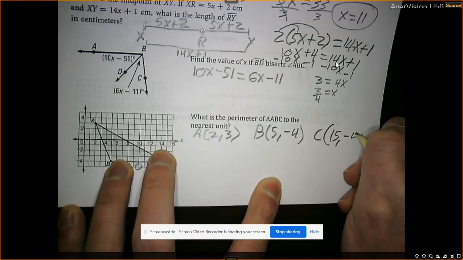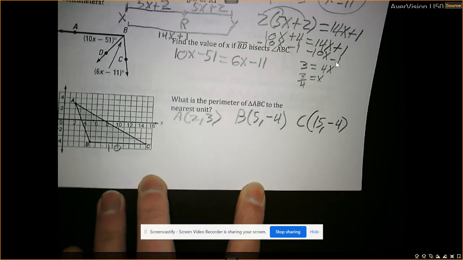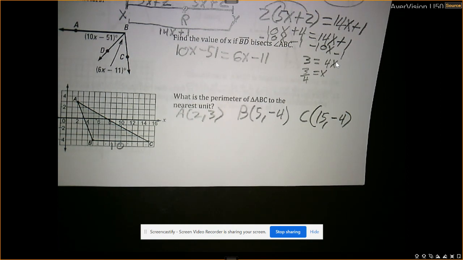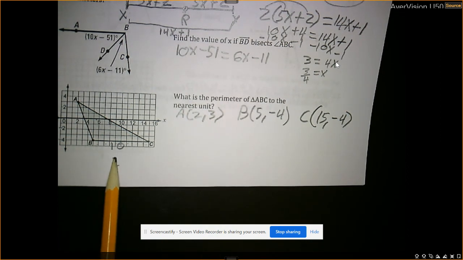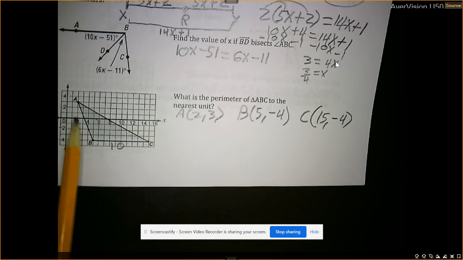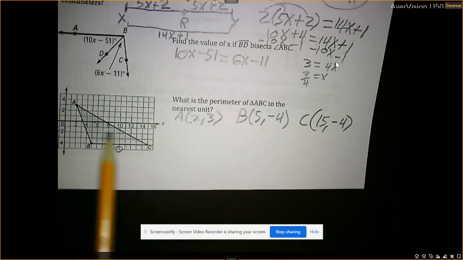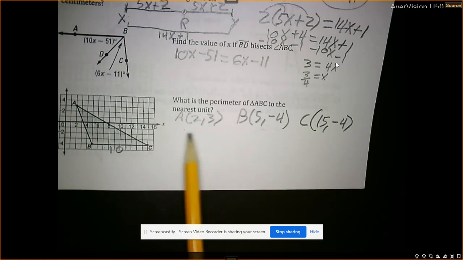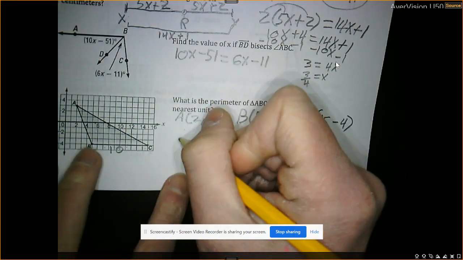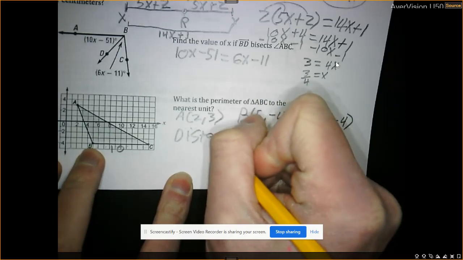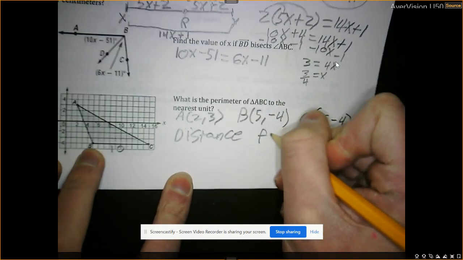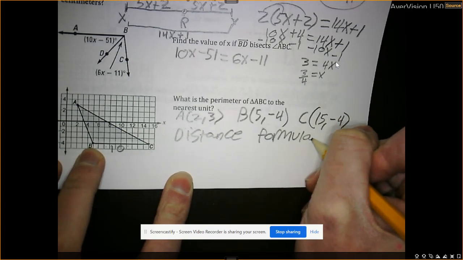Okay, what formula do you use? The distance formula then. So we already found the distance between B and C because it's a straight horizontal distance. We can see it off the graph. But then we still need the distance between A and B, so we use the distance formula with these 2 ordered pairs, and then we use the distance formula with A and C, those 2 ordered pairs. Once you get all those distances, you add it up. So I'm just going to write here distance formula. That's what you're doing. For the sake of time, we better keep going.